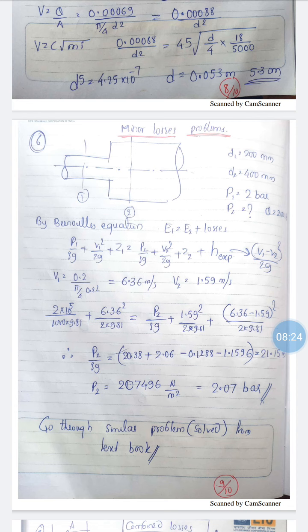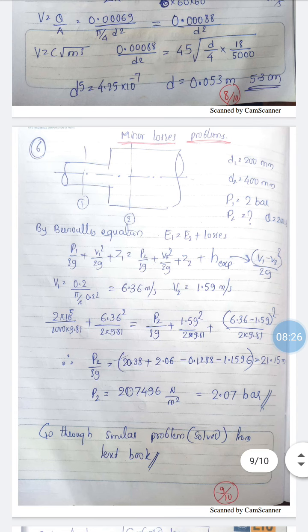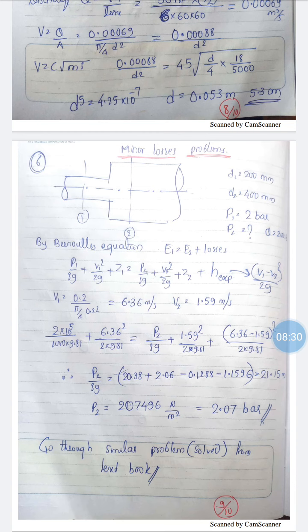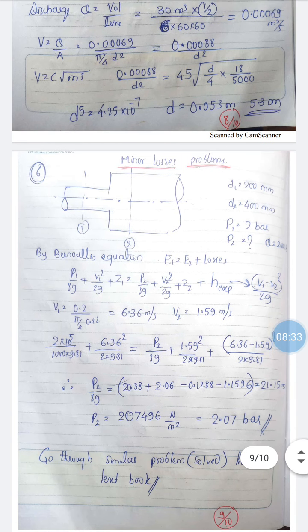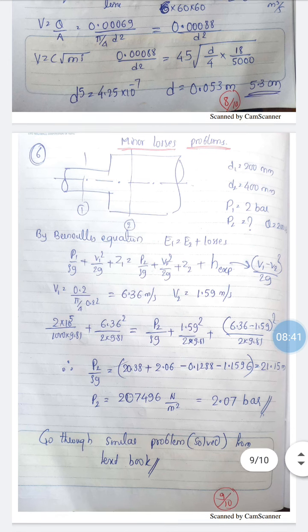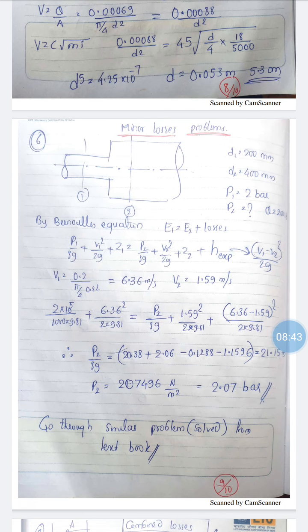Here you can see a problem where a pipe suddenly expands from diameter d1 to d2, and we are supposed to find the pressure in the larger pipe given the pressure in the smaller pipe. Both diameters are given and the discharge is also given as 200 liters per second. So here we need not worry about which equation to use. All these problems on dynamics can be solved by Bernoulli's equation.